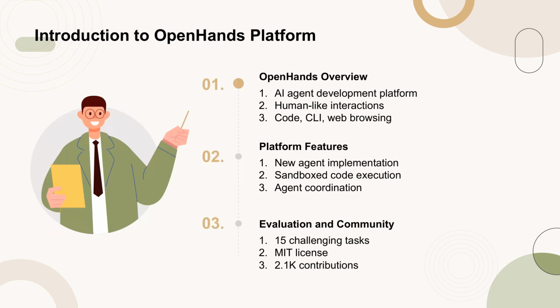The OpenHands platform is designed for developing AI agents that interact with the world in ways similar to human developers. These interactions include writing code, using command lines, and browsing the web. The platform supports the implementation of new agents, ensures safe interaction with sandboxed environments for code execution, and facilitates coordination between multiple agents. Additionally, it incorporates evaluation benchmarks.